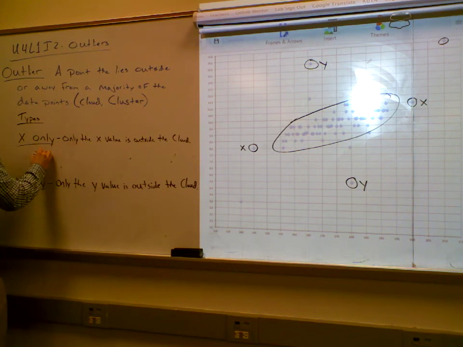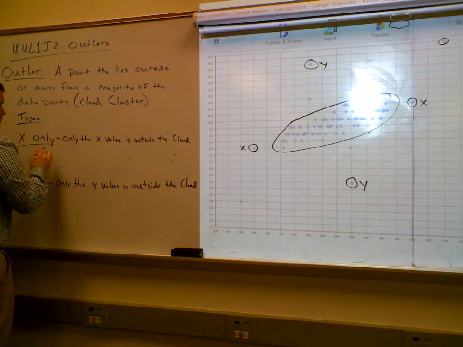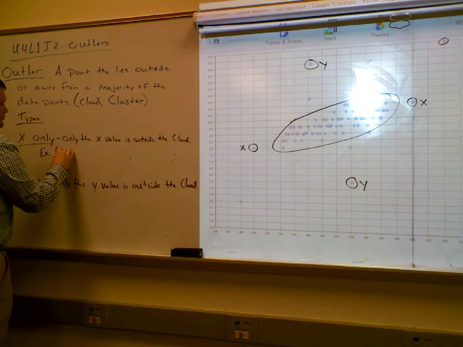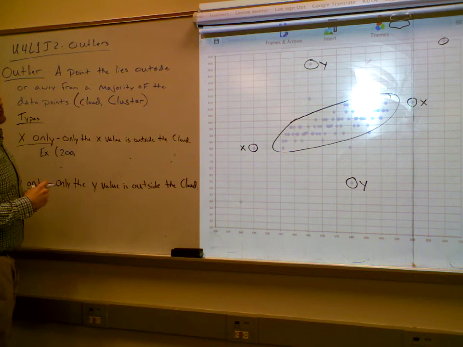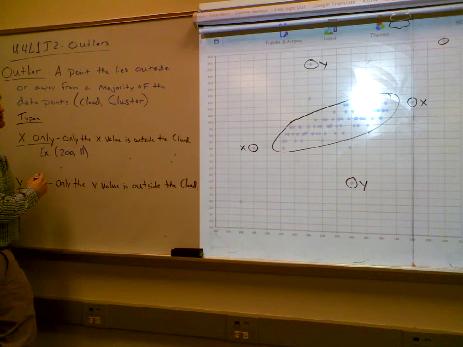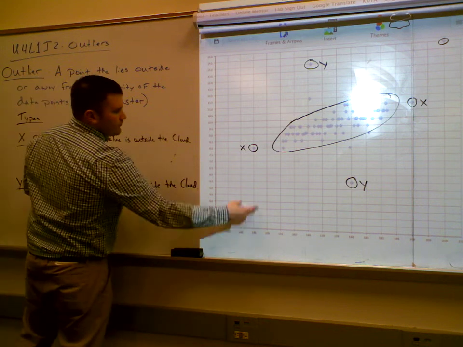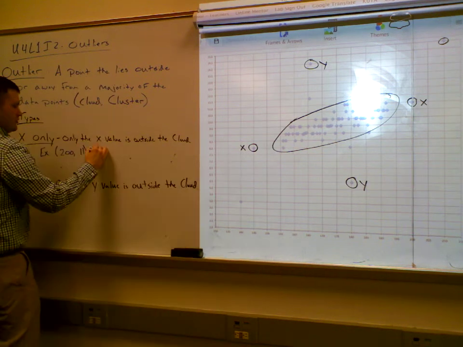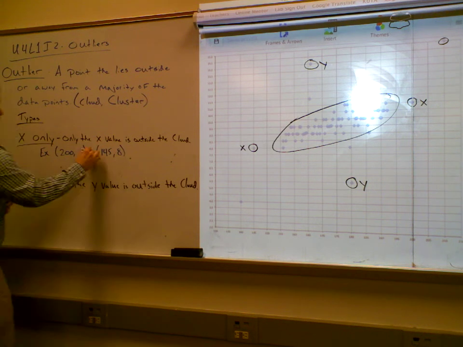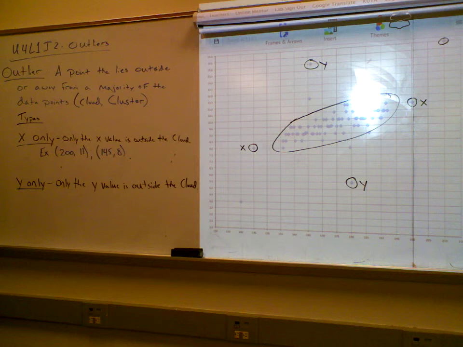So what were our x-only outliers? We had 200 comma what? 11 and 145 comma 8. Right? So those are some x-only outliers.